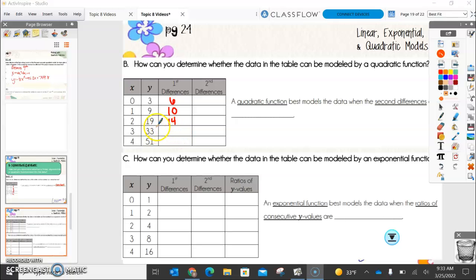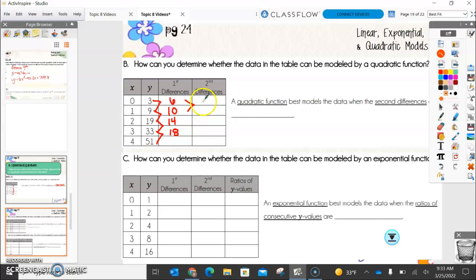And then from 33 to 51, let's see, I went difference of 6 there, difference of 10 there, difference of 14. So from 33 to 51, it's going to have a difference of 18 and so on. So notice how these are not constant. These are not all the same number when I subtract these two. So I'm going to do this again.